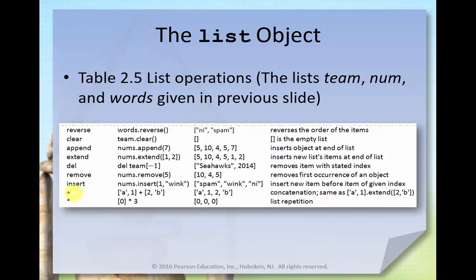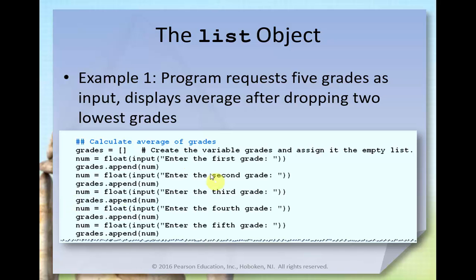And then we can also use the concatenation and repetition operators as well on lists. So let's take a look at an actual example here. Program that requests 5 grades as input and displays the average after dropping the 2 lowest grades. So we're going to set it up. We're going to create an empty list.